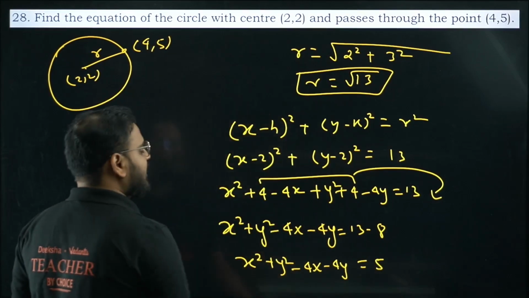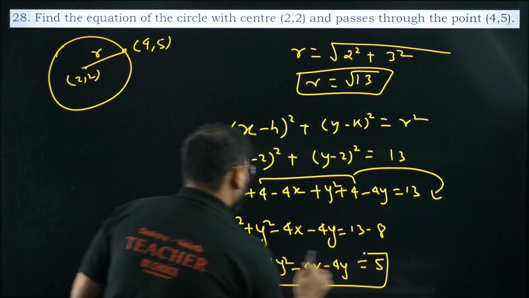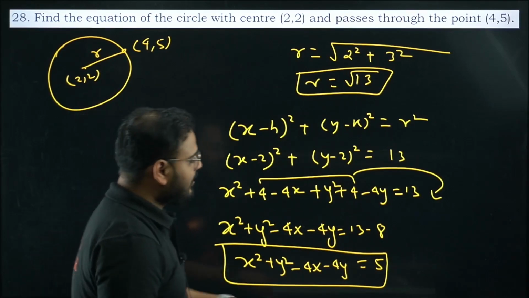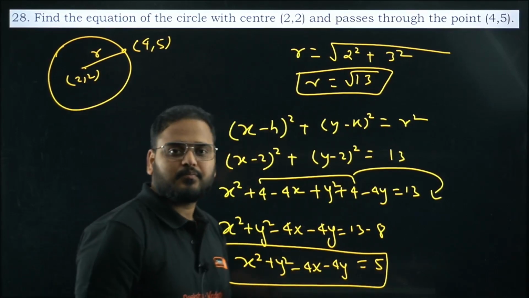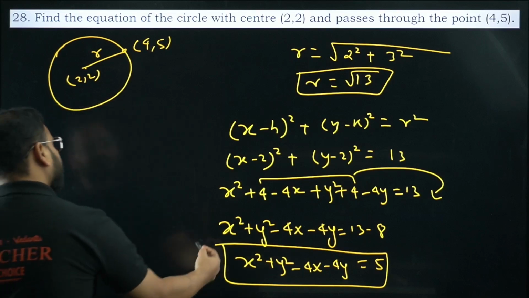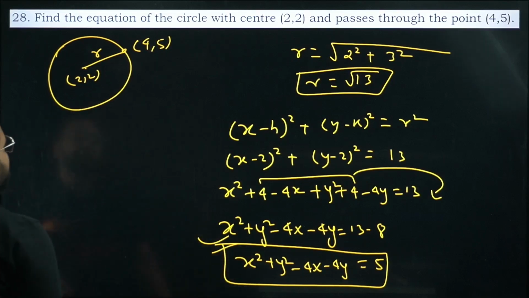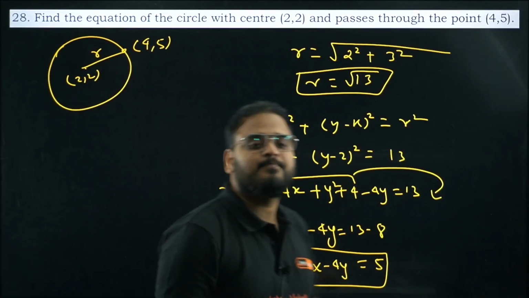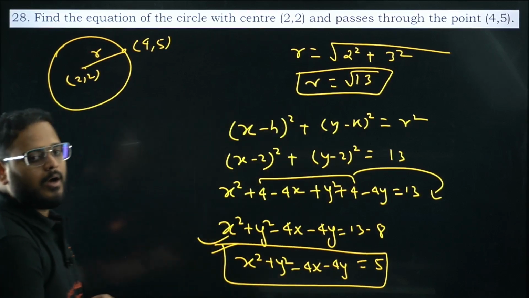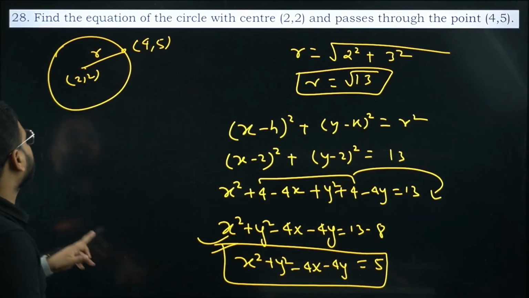Now bring this 5 on this side. You can write this as minus 5 equal to 0. You can write this as well. Or do one thing: bring this 5 over here, it will become equal to 0. Your choice. This is also the correct answer. Please check. 28th is done. 28th is done, right? Please have a look. This is clear. Let's move on to question number 29.